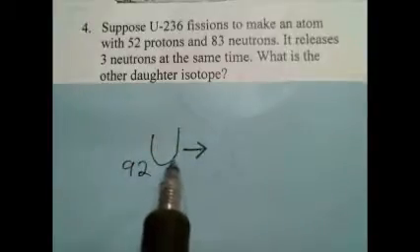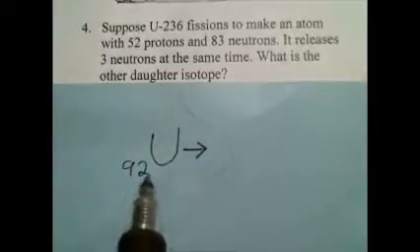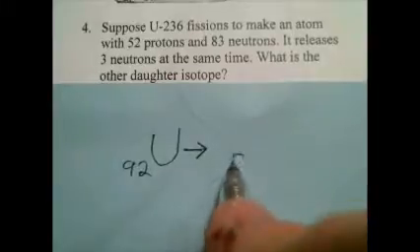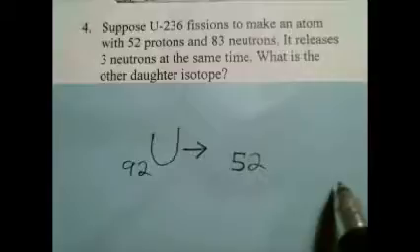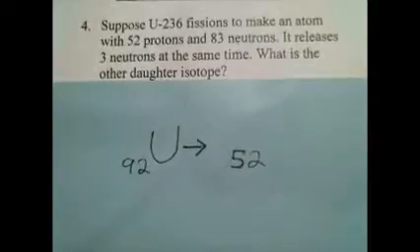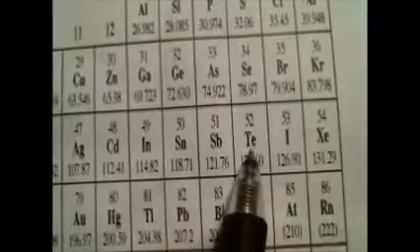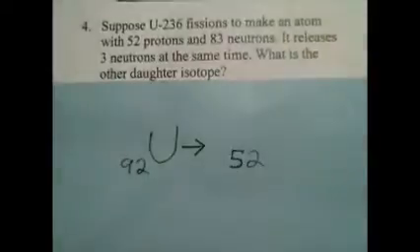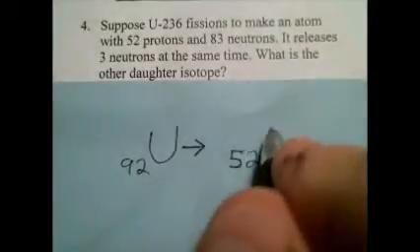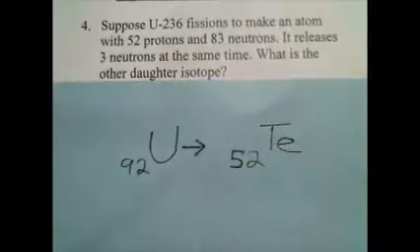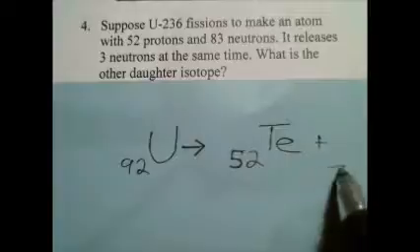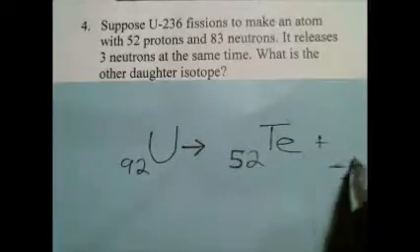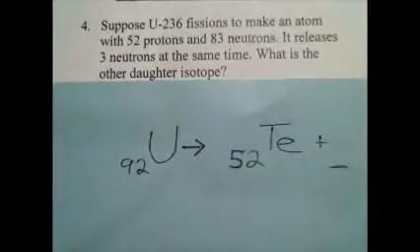Okay, so we start off with uranium with 92 protons. We end up with an atom with 52 protons. What atom is that? So I look at the periodic table, and it's right here, Te. It's not terribly important what the name is, but just to make things look pretty, I'm going to write it down. The primary thing that we want to know is this number down here. How many protons are in this other element?